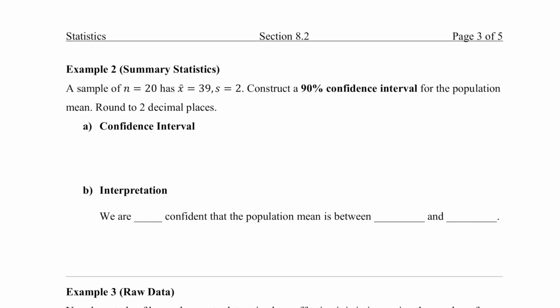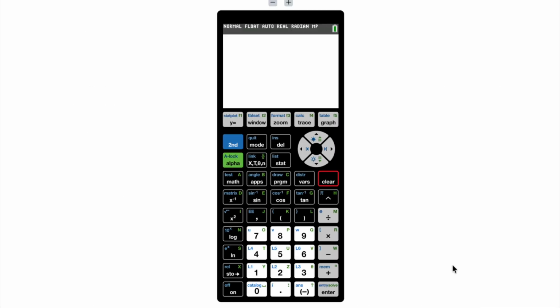Now, let's use a TI-84 calculator to construct the confidence interval. In this video, I am going to show you how to use a TI-84 calculator to construct the confidence interval for population mean. First, press Stat, move to Test menu, scroll down, and select T-interval. Then press Enter.